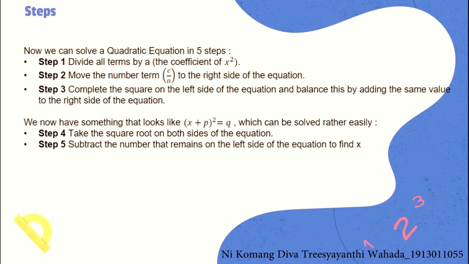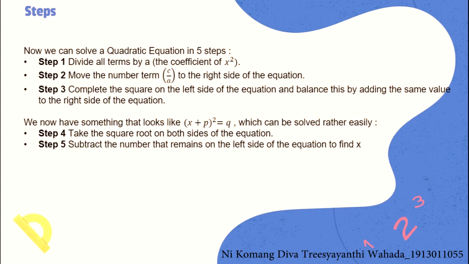Steps. Now we can solve a quadratic equation in 5 steps. Step 1. Divide all terms by the coefficient of x squared. Step 2. Move the number term c divided by a to the right side of the equation. Step 3. Complete the square on the left side of the equation and balance this by adding the same value to the right side of the equation.